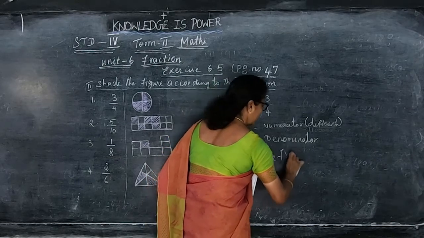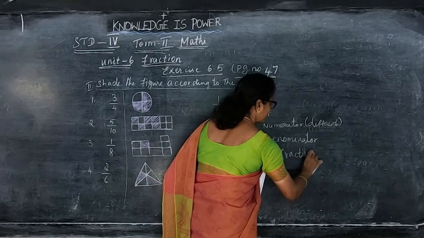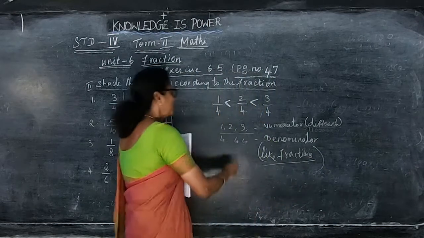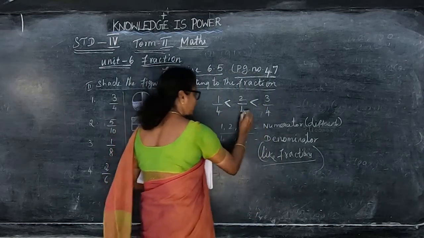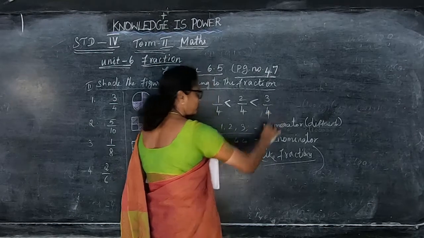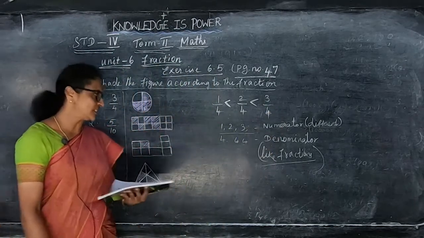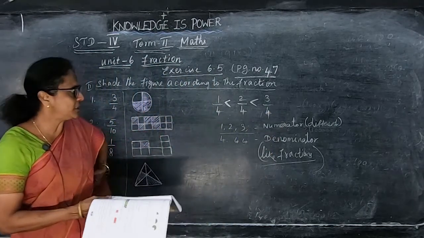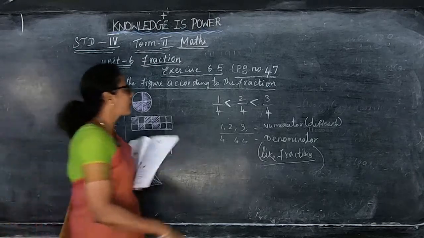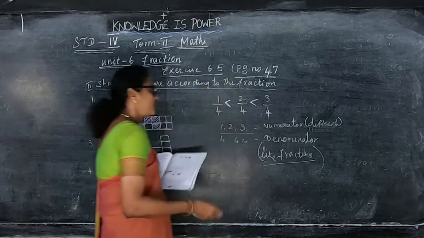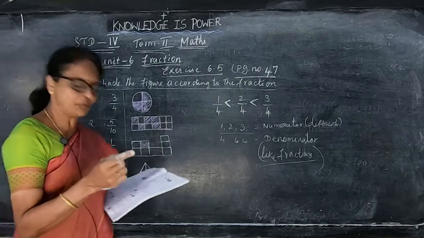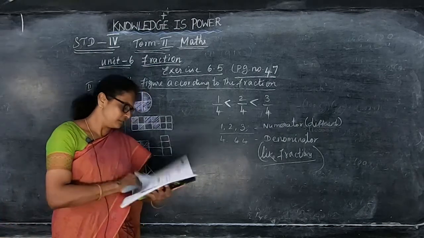What is known as like fractions? Can you understand? Even if the numerators are different numbers, if the denominator is the same, 4, 4, 4, that is called a like fraction. The number which can be the same is known as the like fraction.